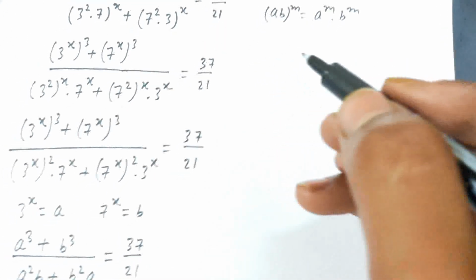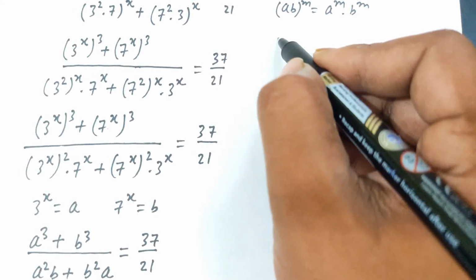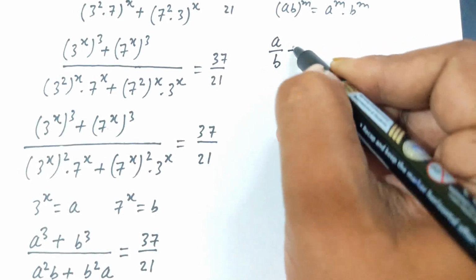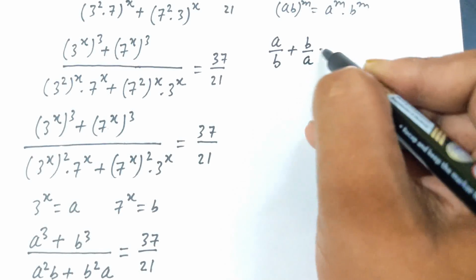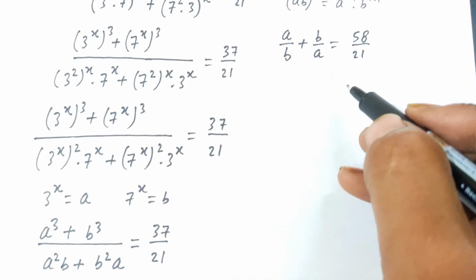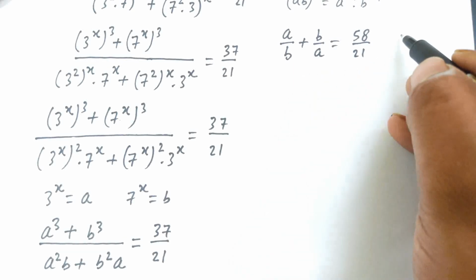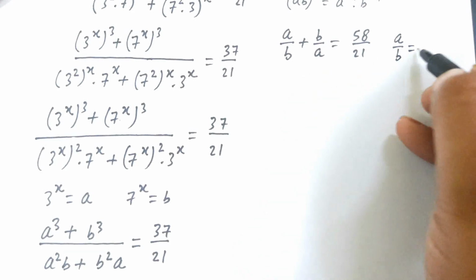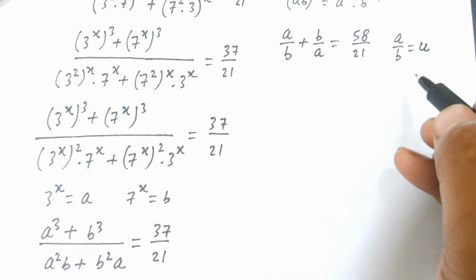Here a divided by b plus b divided by a is equal to 58 divided by 21. Now if we put a divided by b equal to u.